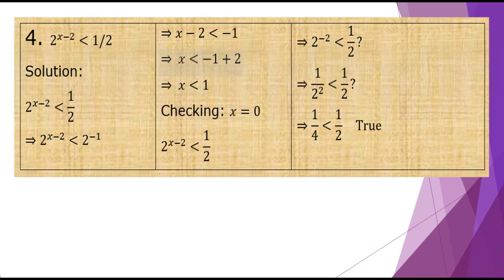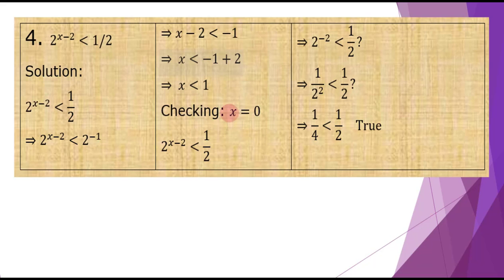For number 4, 2 raised to x minus 2 less than 1/2. We need to express 1/2 in exponential form such that the base is 2, while 1/2 is actually equal to 2 raised to negative 1. They have the same base, so we can take the exponent part, x minus 2 less than negative 1. And simplifying, we ended up with x less than 1.